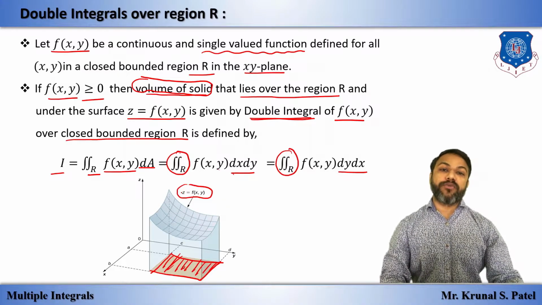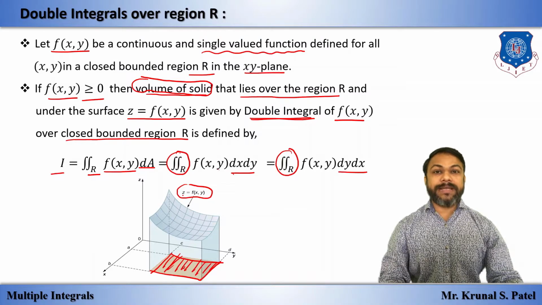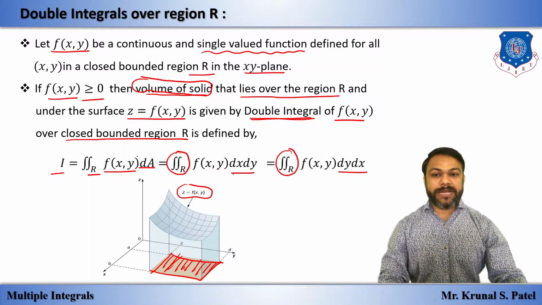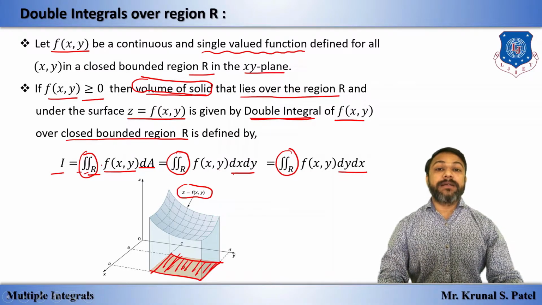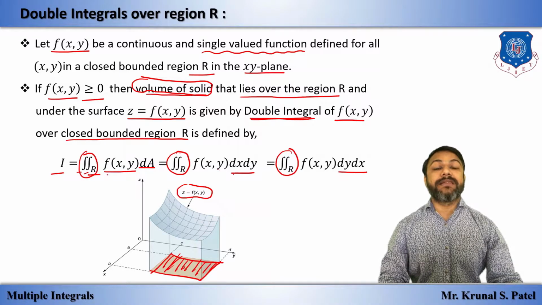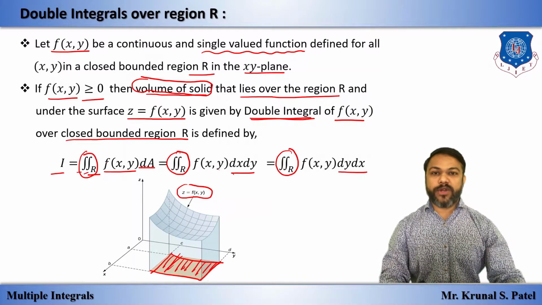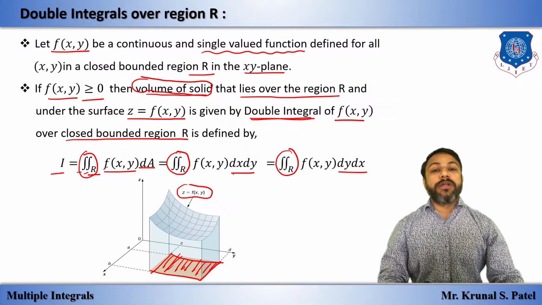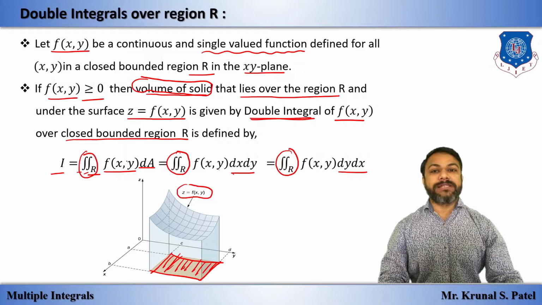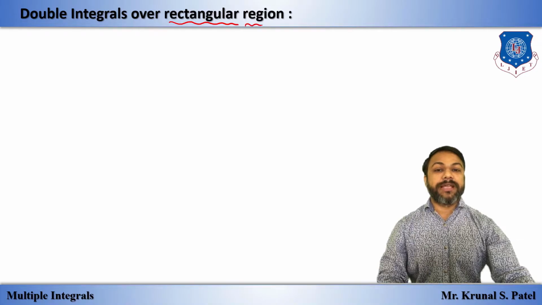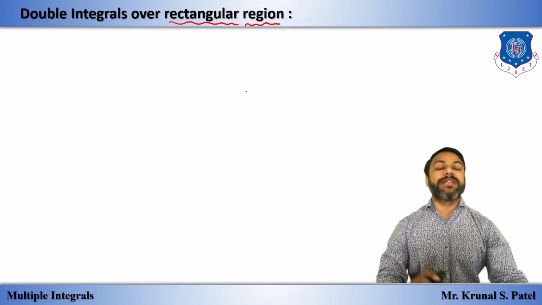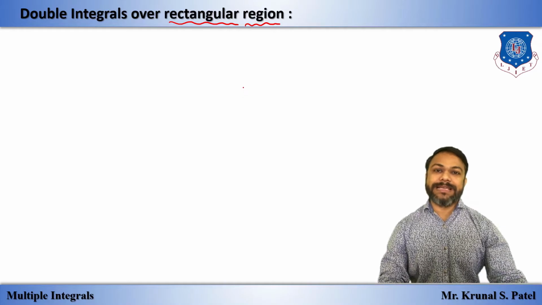But there are two types of region R given. One is with constant limits. That means for this region R, both the limits in the double integration will be constant. Or in the second type, one of the limits is in variable form and one of the limits is constant. To understand this, let's have a look at the first topic, the double integral over a rectangular region. If the region is rectangular, then both the limits of the integral are constant.